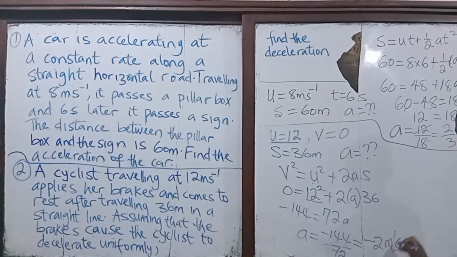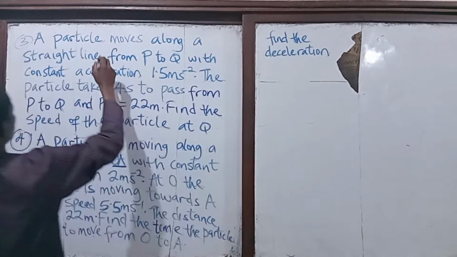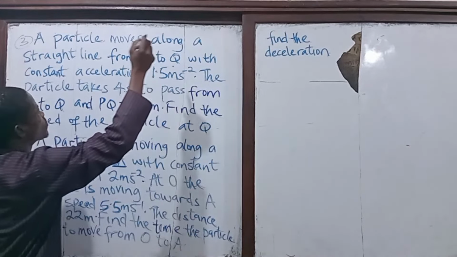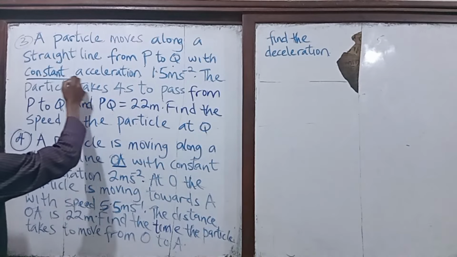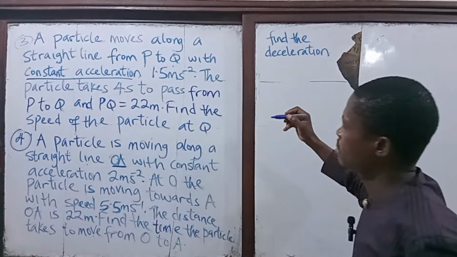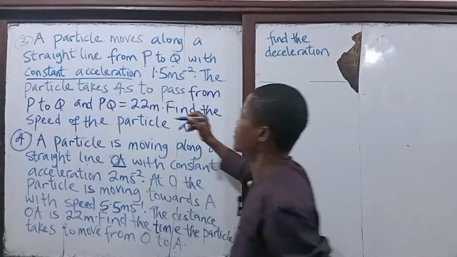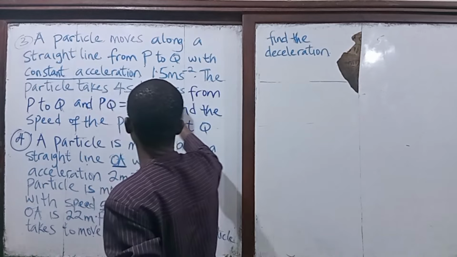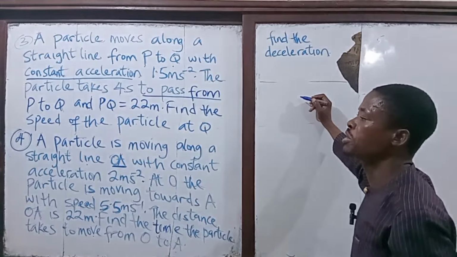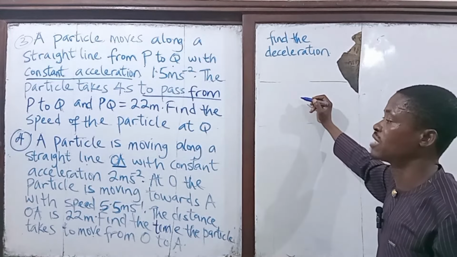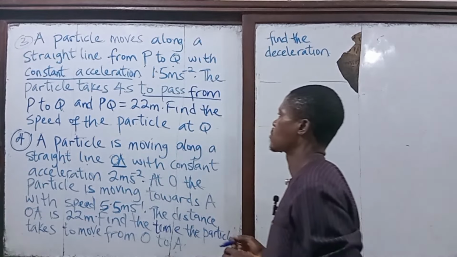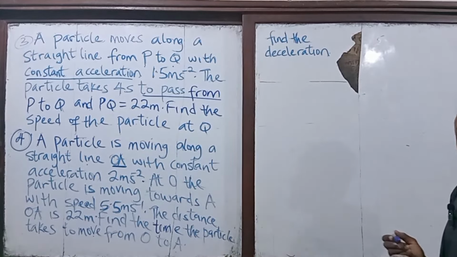Meter per second squared. A particle moves along a straight line from P to Q with constant acceleration 1.5 meter per second square. The particle takes 4 seconds to pass from P to Q, and PQ is equal to 22 meters. Find the speed of the particle at Q.